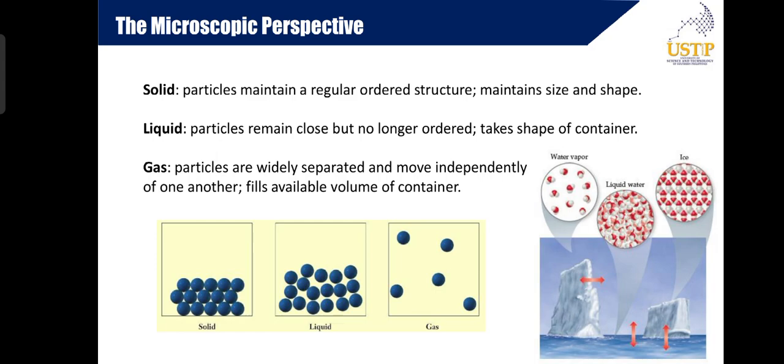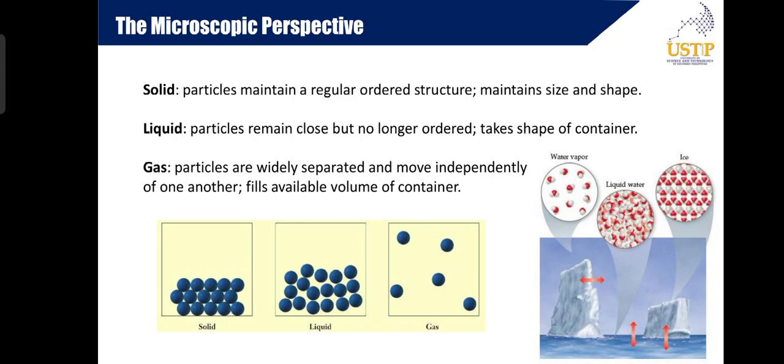Solids are particles that maintain an ordered structure, and they are not easily deformed. They have their own specific sizes and they do have shapes. Now, for liquid, they remain close, but not necessarily in any order. They take the shape of their container. For example, if you put a liquid into a circular glass, then it will take the form of the glass. For the gas, they are particles that are widely separated from each other and they move independently of one another and they fill the available volume of the container.